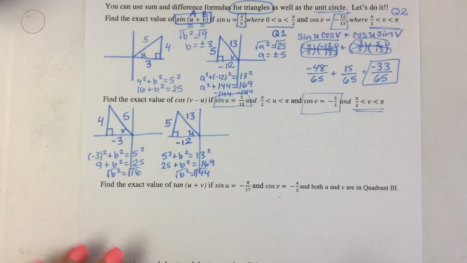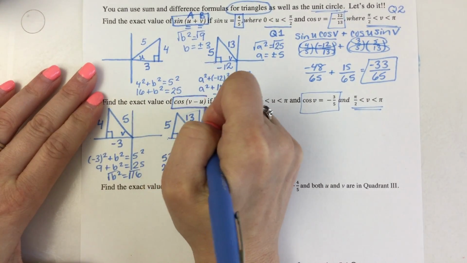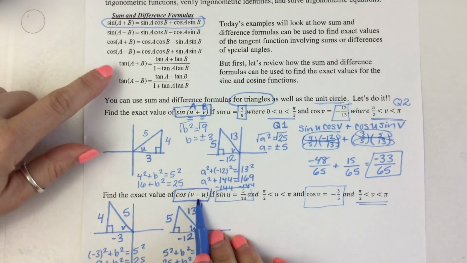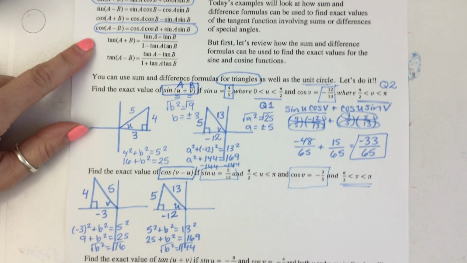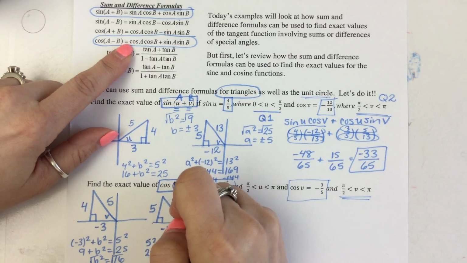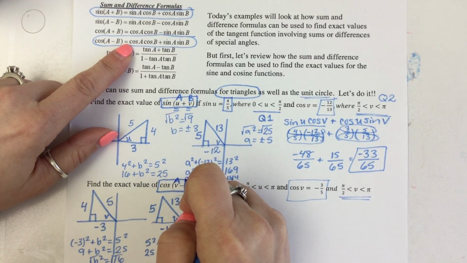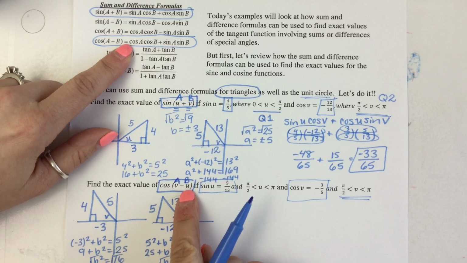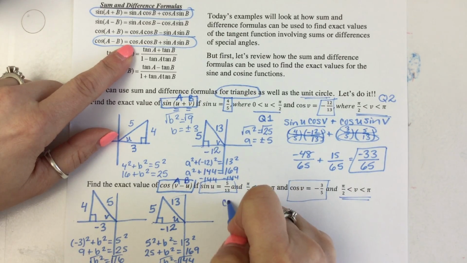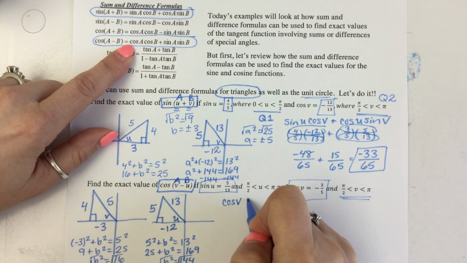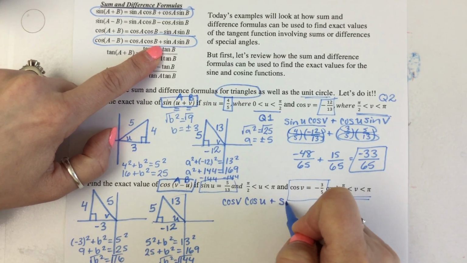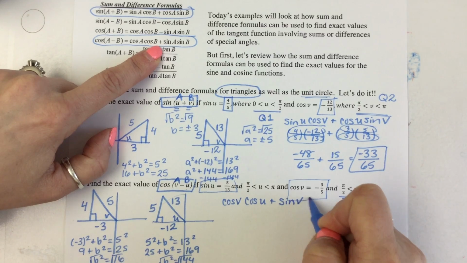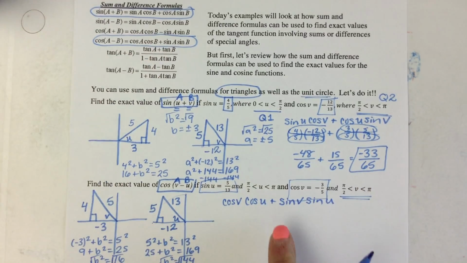Now it's time to go ahead and look at the formula. It's a cosine and I am subtracting. So I'm using this formula right here, okay? So I have the cosine, whenever they say A, it's V. Whenever they say B, it's U. So I have the cosine of V times the cosine of U. Plus, I have the sine of V times the sine of U.